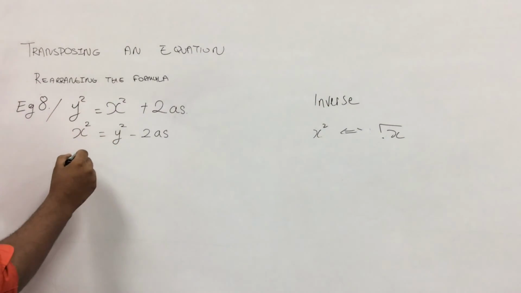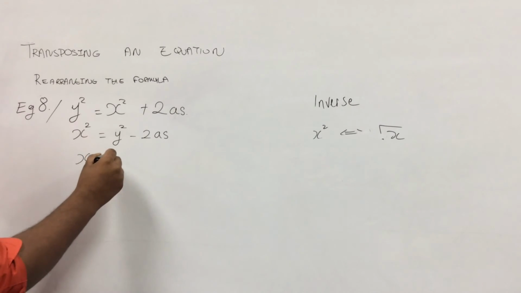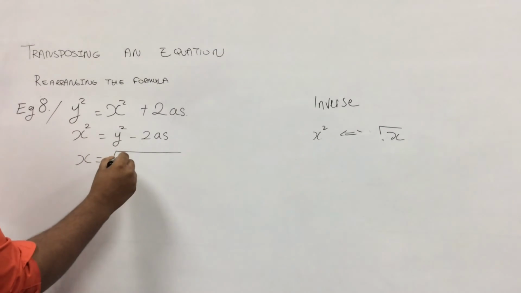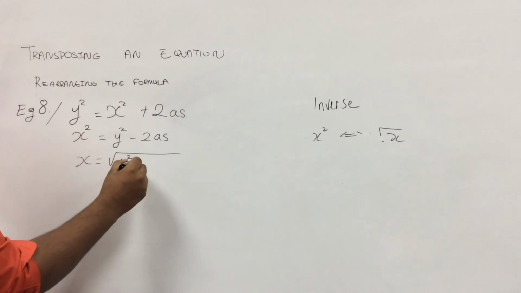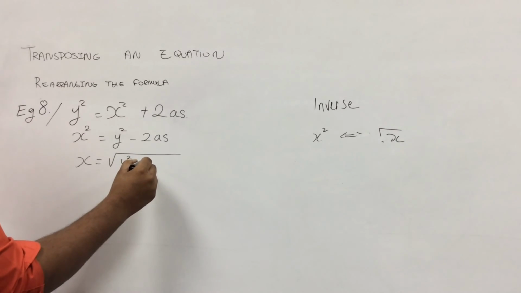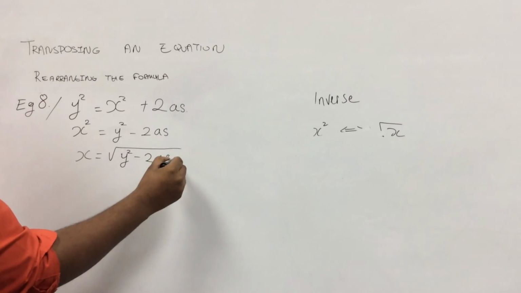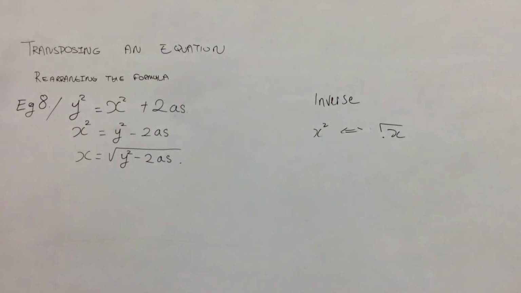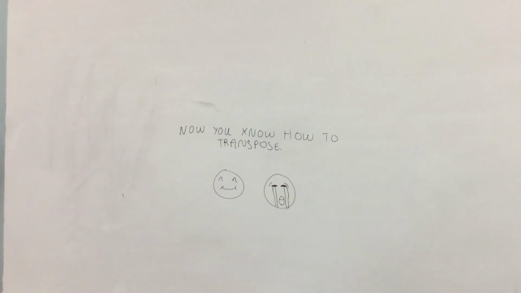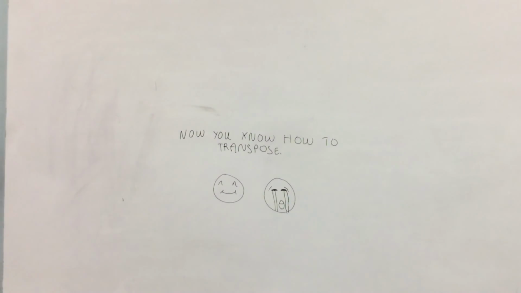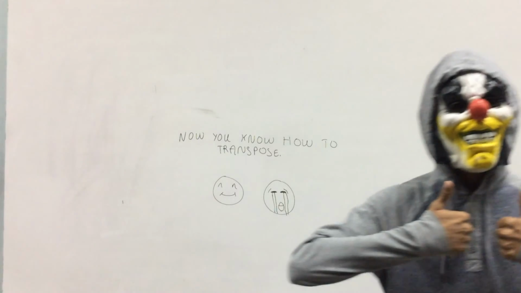Now we're taking this square x on this side, and you have to carry across the equal sign, you will get a square root. So therefore the equation reads x is equal to the square root of y squared minus 2as. We have now come to the end of transposition. Now you know how to transpose. Good luck in your studies and exams.